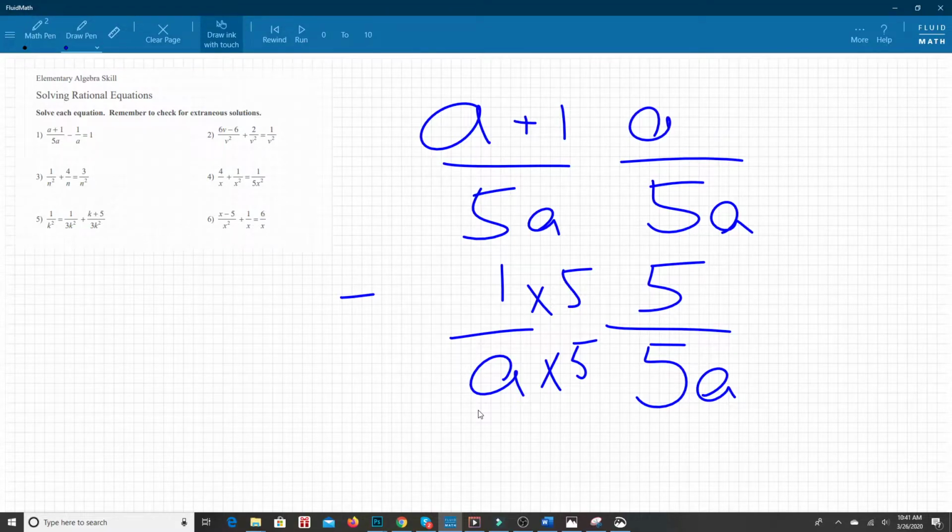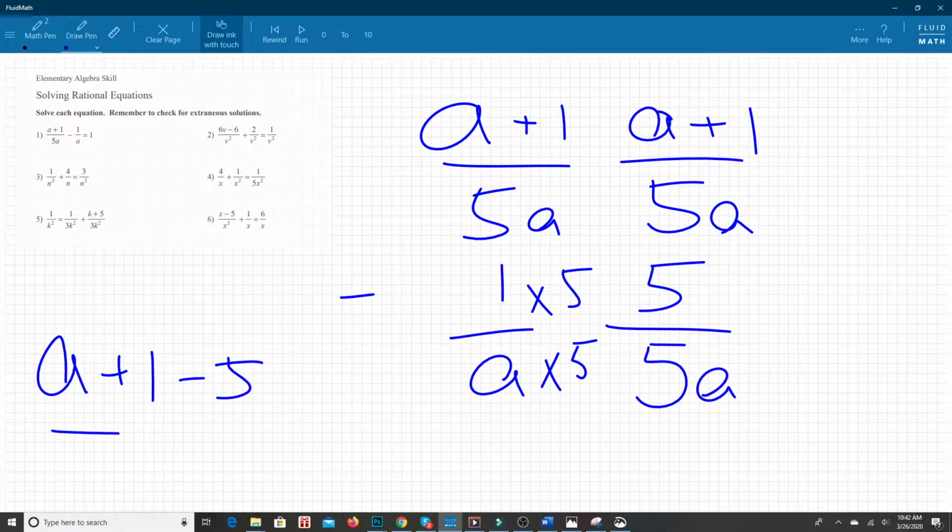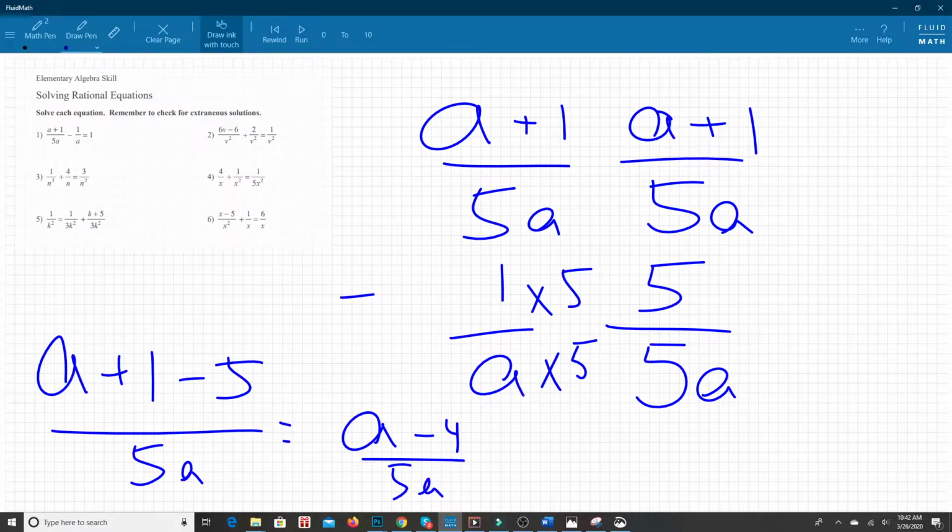Right here is 1. Plus 1. So the LCD is going to be 5A. So then we're going to have A plus 1 minus 5 over 5A, which is going to equal A minus 4 over 5A. And that's going to be equal to 1. Right, everybody follows so far?